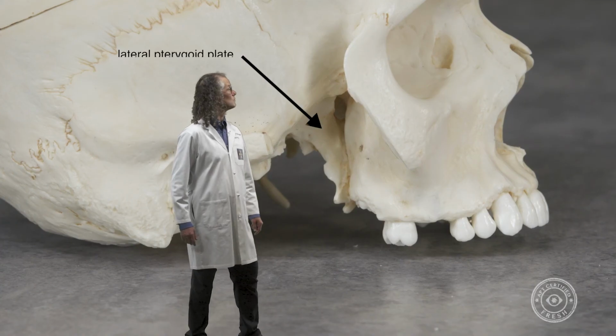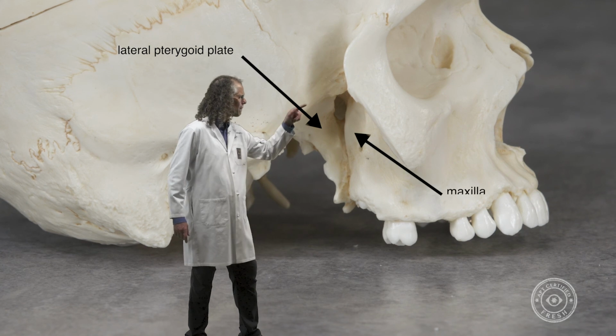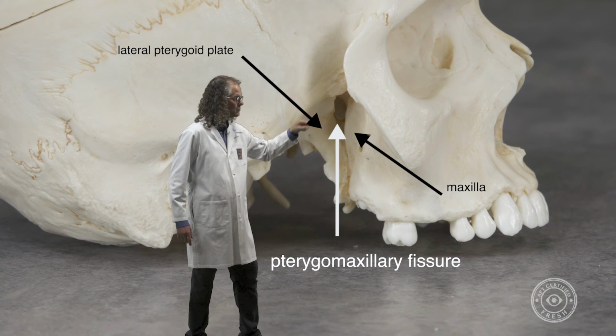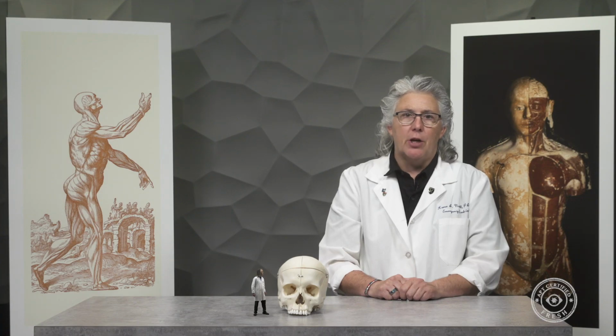Look between the lateral pterygoid plate and the maxilla. That vertical opening is the Pterygomaxillary Fissure. It's the lateral passage to the Pterygopalatine Fossa, the space we're looking at.